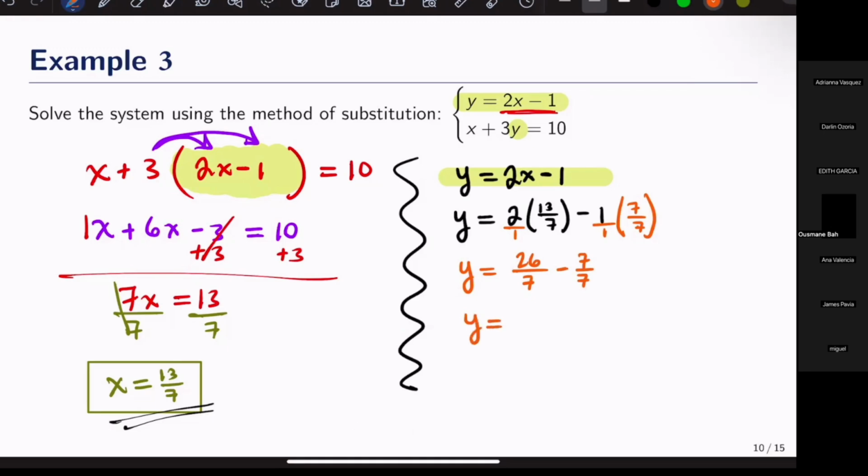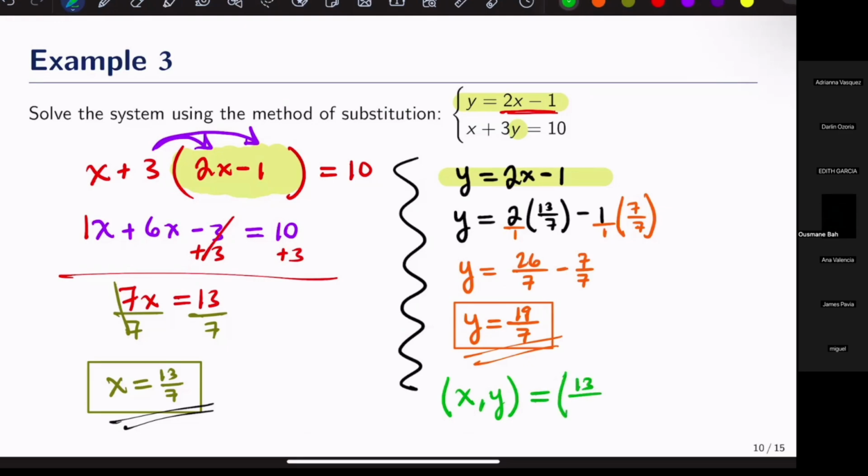26 minus 7 is simply 19, because now we can just subtract the numerators since the denominators are the same. There's a common denominator, and we solved for y. So ultimately, in coordinate form, x comma y, we end up with 13 over 7, comma, 19 over 7 as our solution to this system. And we're done.